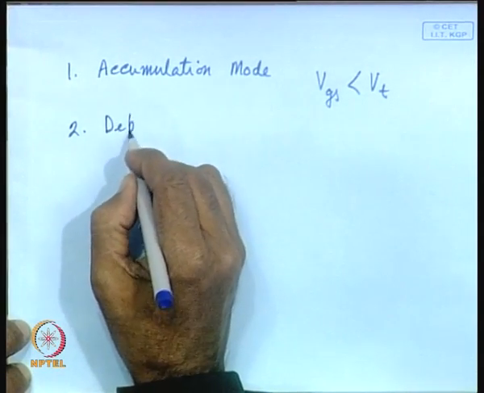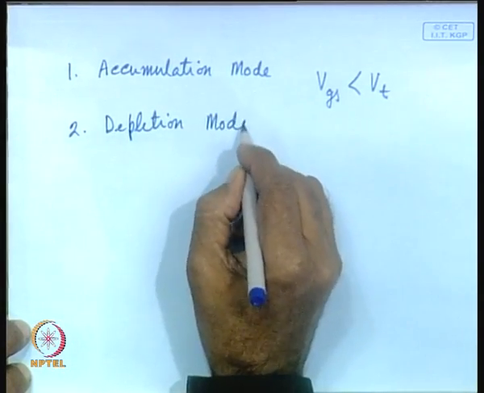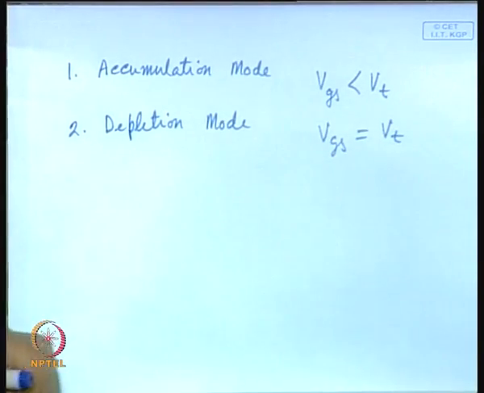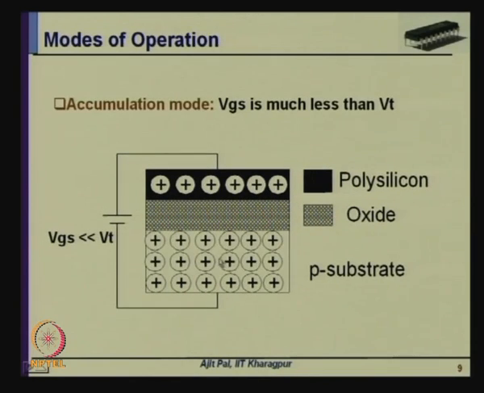Depletion mode is reached when VGS is equal to VT. You can see this channel region is completely free of charges. So, how have we reached this stage? We have reached this stage by gradually increasing the gate voltage from 0 to VT.